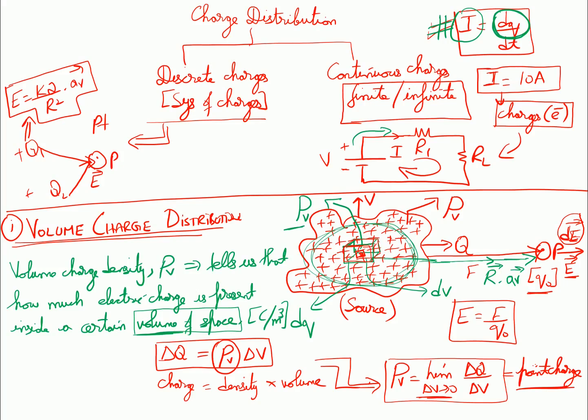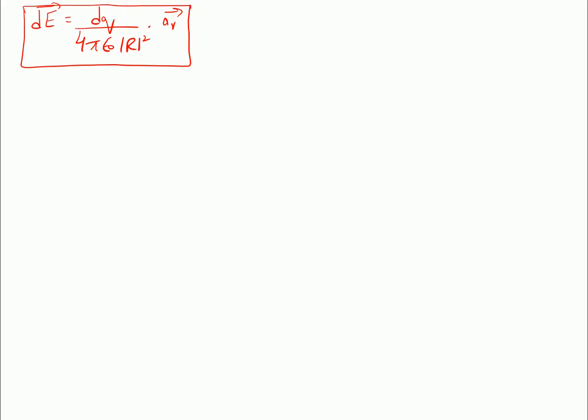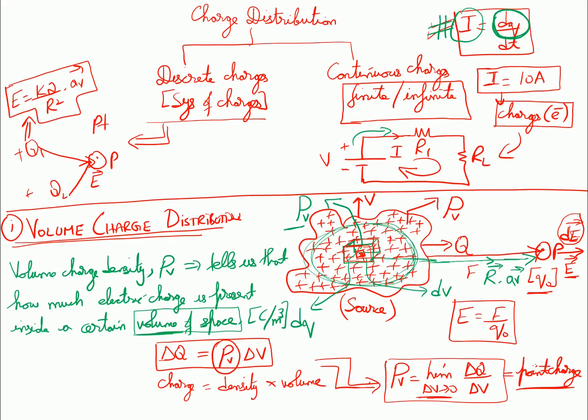Similarly, the differential electric field, or the small electric field associated with this small charge, will be dq divided by 4 pi epsilon naught times the absolute value of r squared, multiplied with the unit vector a of r. And this is the equation we get from the point charge as well, because when the cube shrinks, we are only left with one point charge, and this is the electric field equation of the point charge. Similarly, we can see now this is the effect that dV is having on this point P.